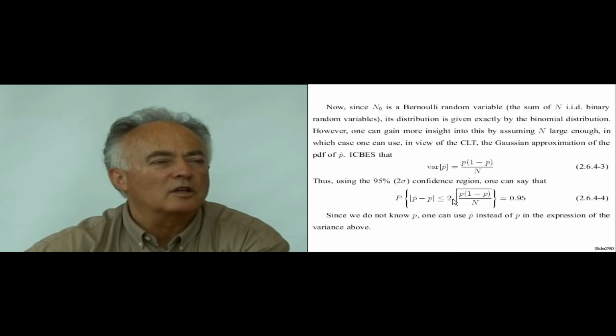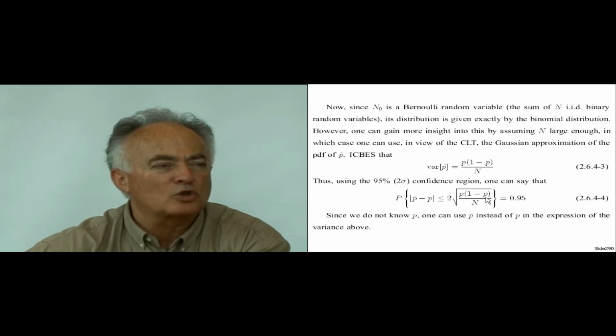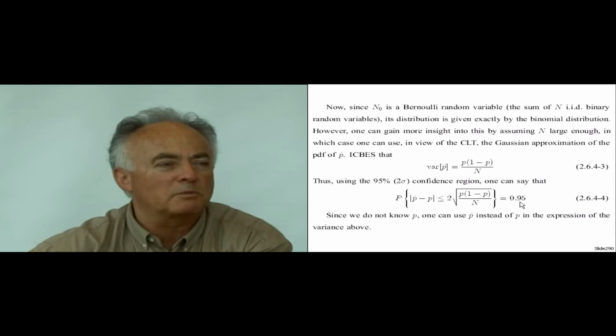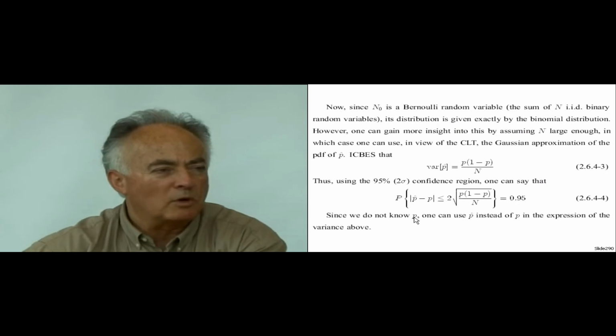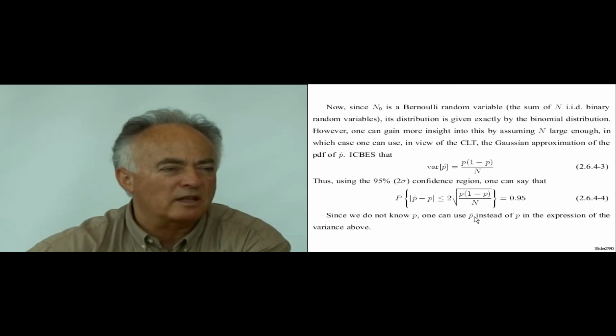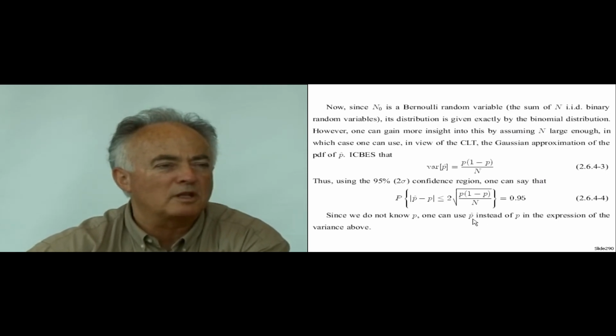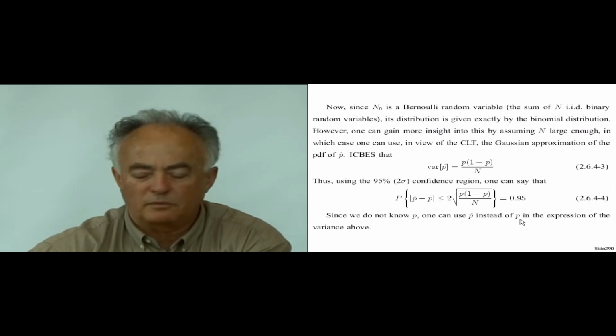196. It's close enough to 2. Square root of p times 1 minus p over n, this should be 0.95. So we want with 95% probability to be limited in error by this. But now we don't know p. So what can we do about it? We can use a p hat, the estimated probability, instead of p in the expression of the variance above.